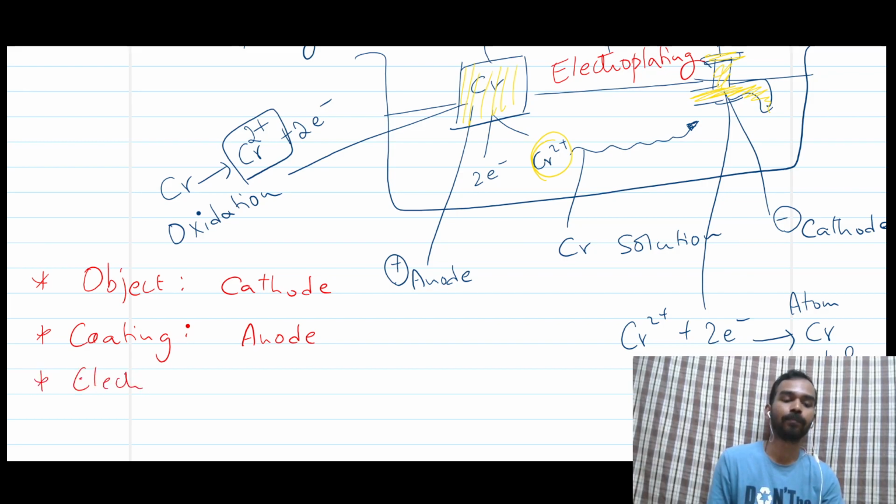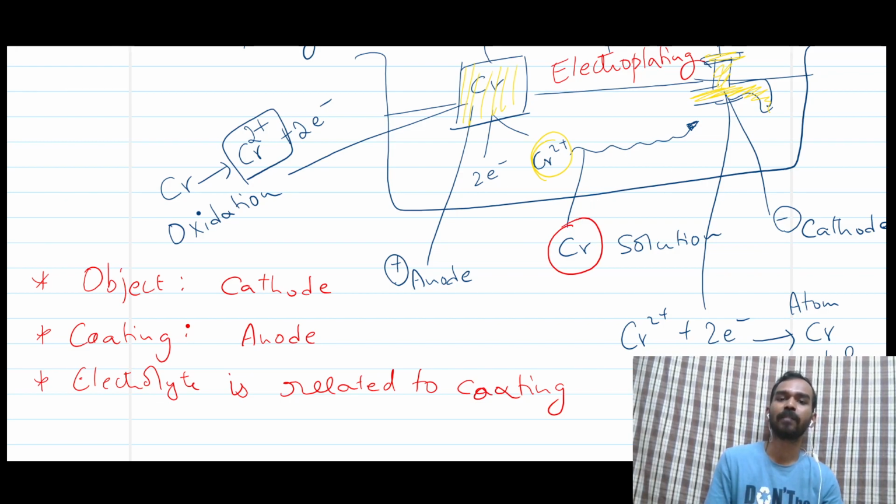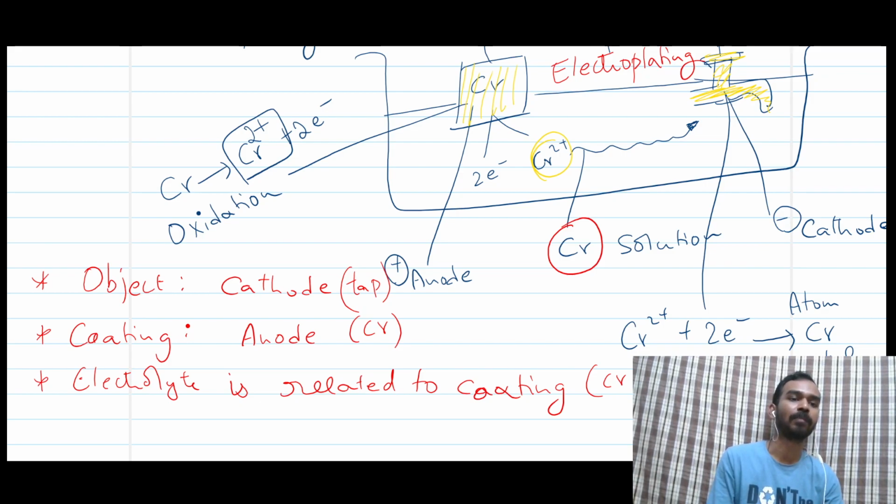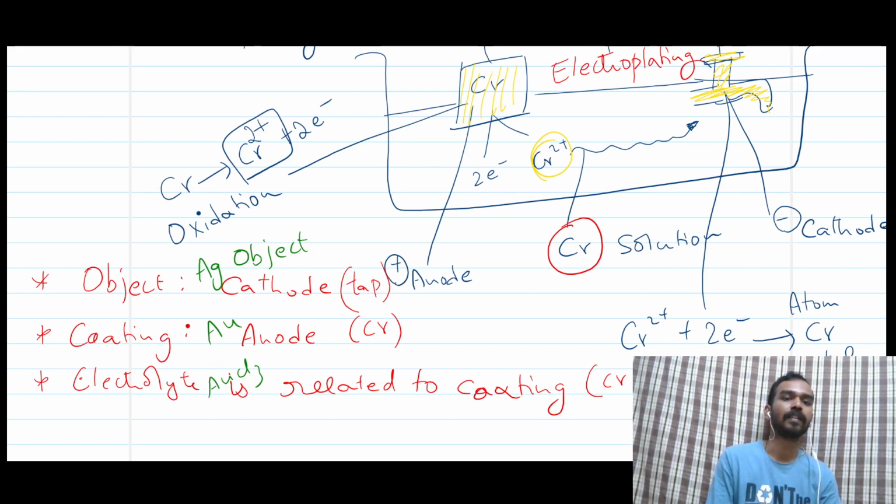And the electrolyte is related to coating, so it should be the same. Then only chromium will go into chromium solution. It should not be something like iron. If you have the tap here and chromium here, then it should also be some chromium solution. Okay. Now one more example I will write. Here you need to coat a silver object with gold. You should use some gold solution. That is the take home message.